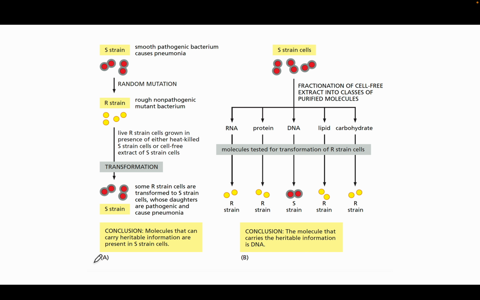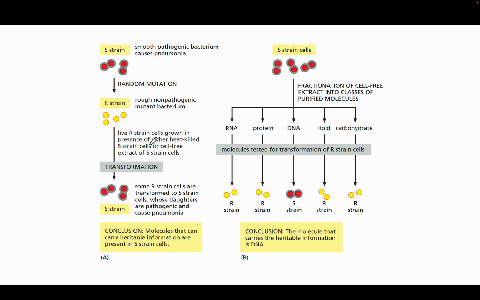So this is the experiment which depicts which is the genetic material. In the class, the course instructor has already covered that. Here the scientists wanted to know which is the genetic material, which is the heritable information: DNA, RNA or protein. So they started with a smooth pathogenic strain of bacterium which causes pneumonia, and they did random mutation, and then the pneumonia bacteria became an R strain, a rough non-pathogenic mutant bacterium.